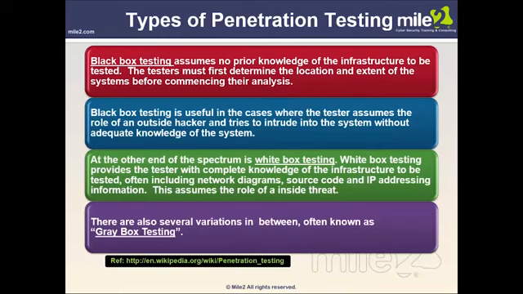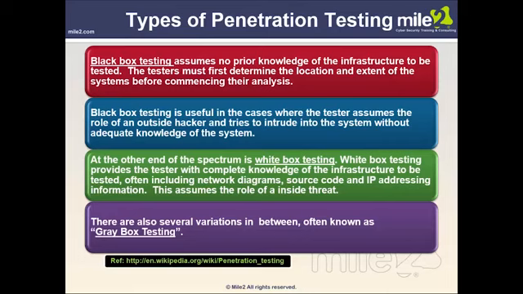There are different types of penetration testing. Black box testing assumes no prior knowledge of the infrastructure to be tested, so the testers must first determine the location and extent of the systems before commencing their analysis. Black box testing is also useful in cases where the tester assumes the role of an outside hacker, then tries to intrude into a system without adequate knowledge of the system. At the other end of the spectrum is white box testing.